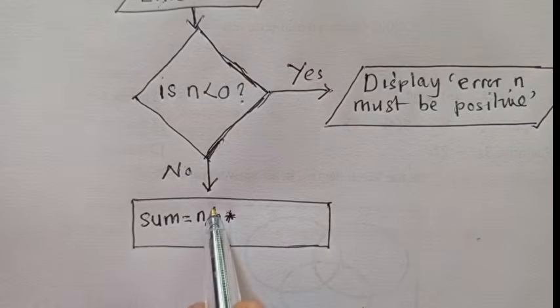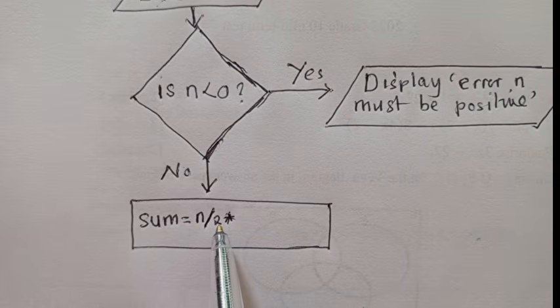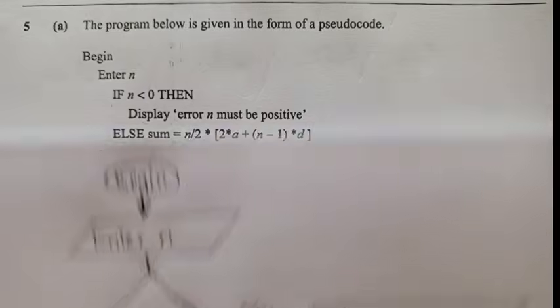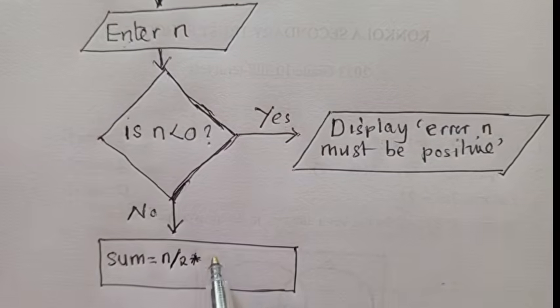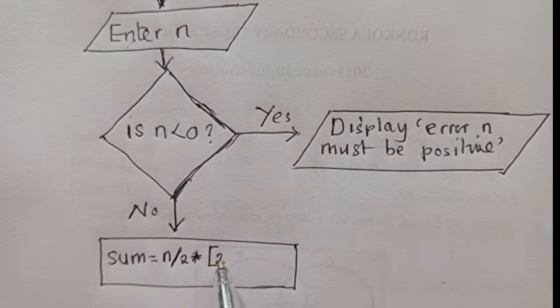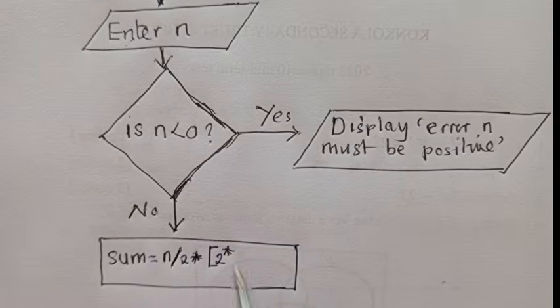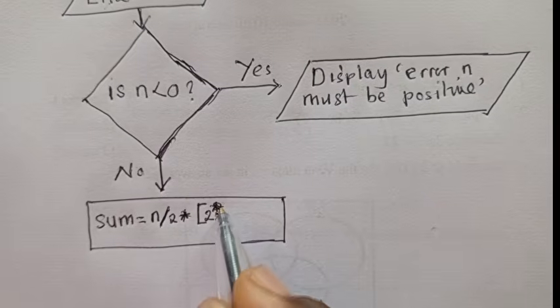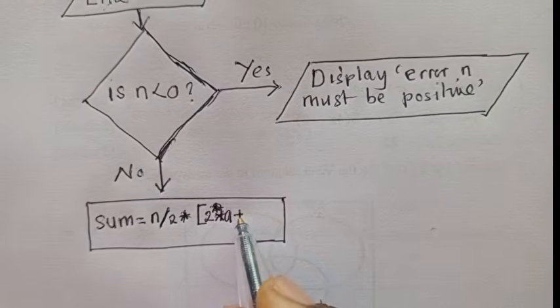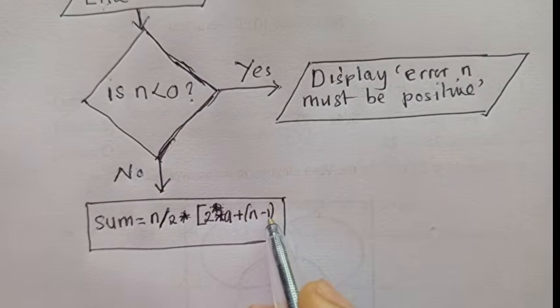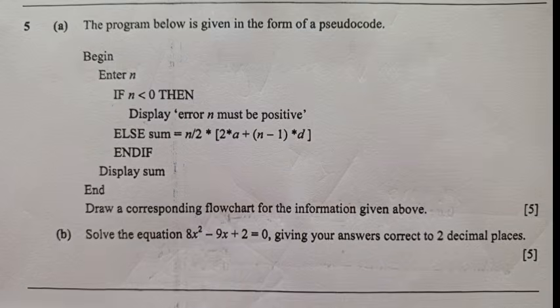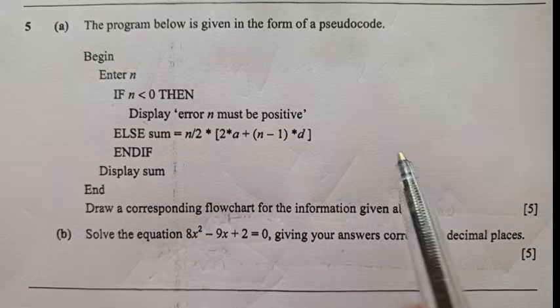Remember the computer, this is how it writes a divide. And then times, it's a star. So I'm just copying everything the way it looks, times 2 star A. So this star means times. Times A plus open A minus 1 and a D close. So here you just copy what is here.